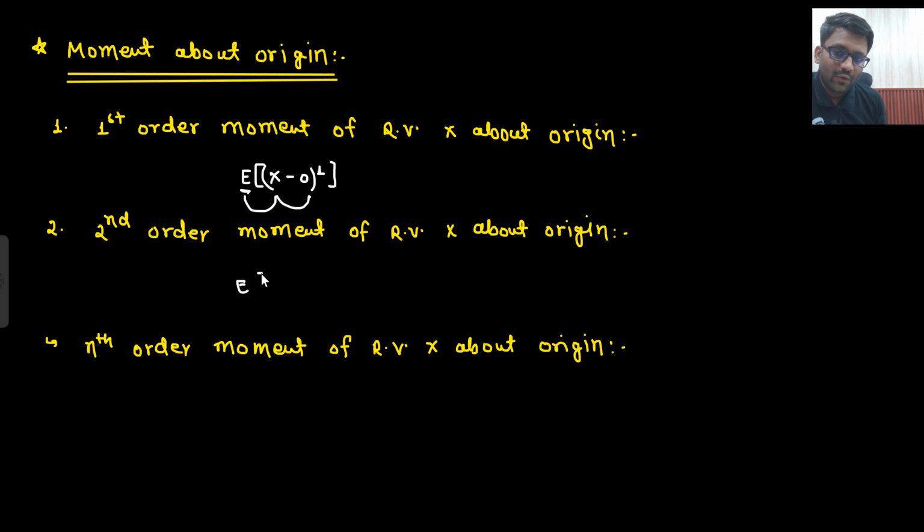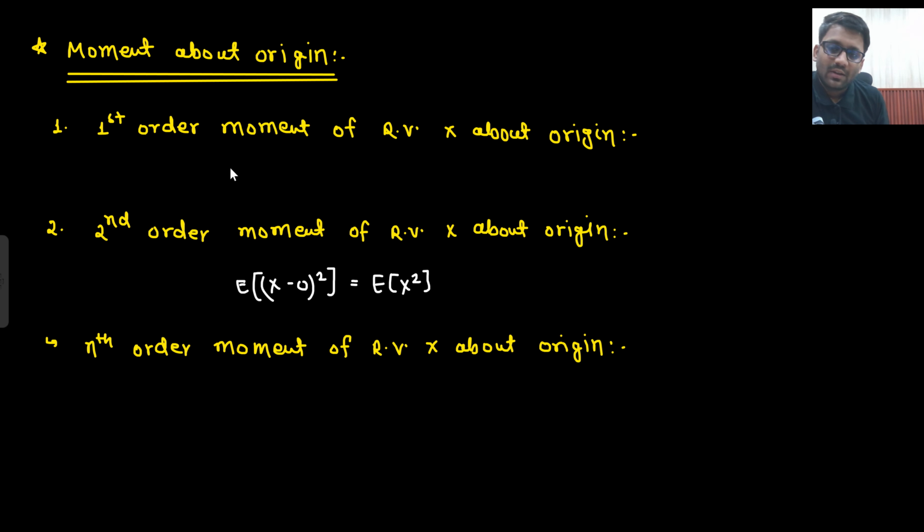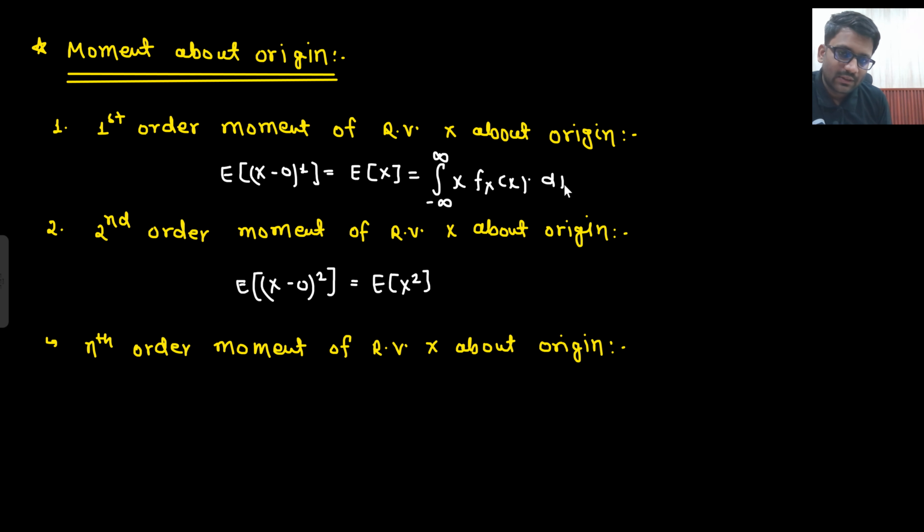What would the second order moment of random variable x about origin be? Which order? Second order. So that would be equal to expectation of x square, right? And let's write down in a good manner. First order moment of random variable x about origin, and the power would be 1. So that would be equal to expectation of x, and this is equal to the integral from minus infinity to infinity of x fx of x dx. And what is the name of this? Mean, right? Mean of random variable x.